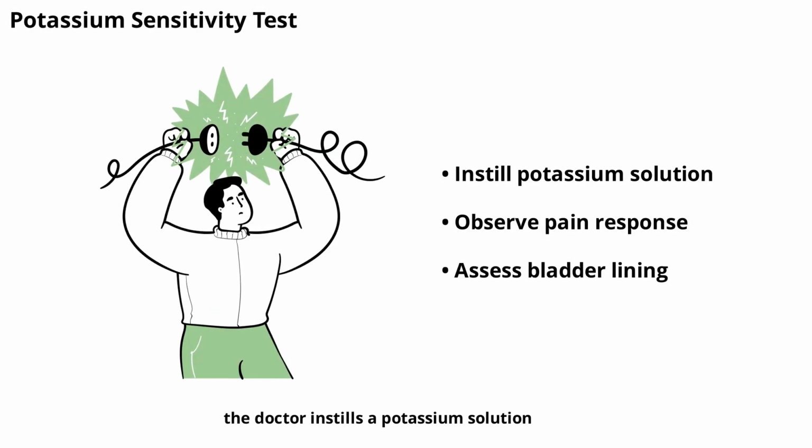Here, the doctor instills a potassium solution into the bladder and observes your response. If you experience increased pain or urgency, it suggests the bladder lining is more permeable, a feature seen in IC.